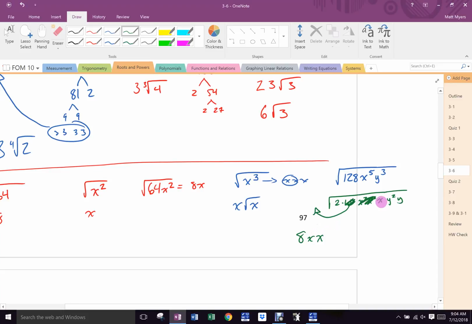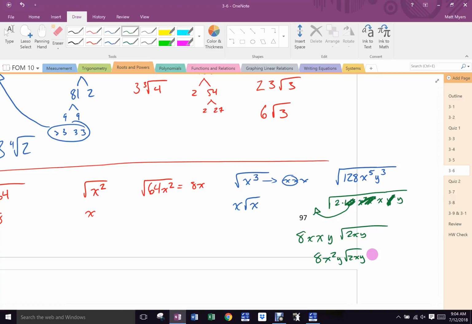64 is taken care of. Is that x a group of 2? So can it come out? No. Is that a group of 2? So can it come out? And what did I leave under there? 2xy. And how would I write this? 8x squared y root 2xy. Is everybody good? Does everybody understand what I did there?